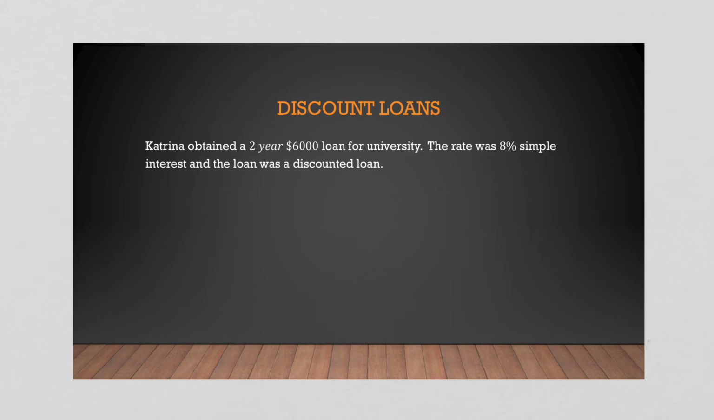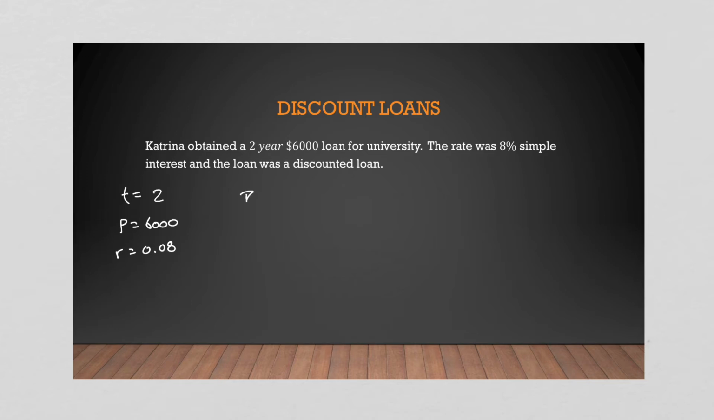By no means am I an expert at any of this stuff, so I'll just try to explain this as best I can. Now, for a discounted loan, you see here Katrina gets a 2-year loan, so time 2. Well, the loan is going to be your principal of $6,000, and the rate is 8%. Now, what happens here with a discounted loan is you pay the interest off the bat, and it gets discounted from the loan that they provide.